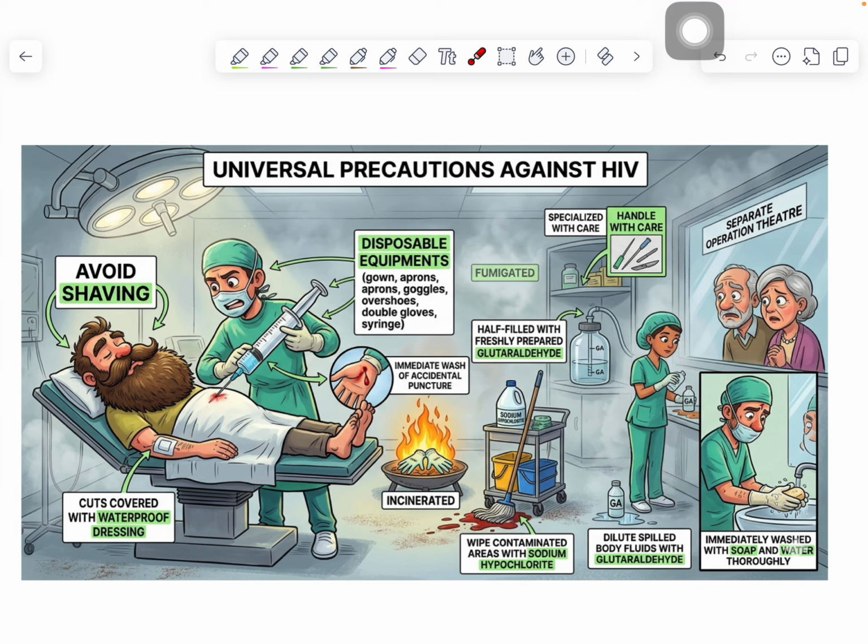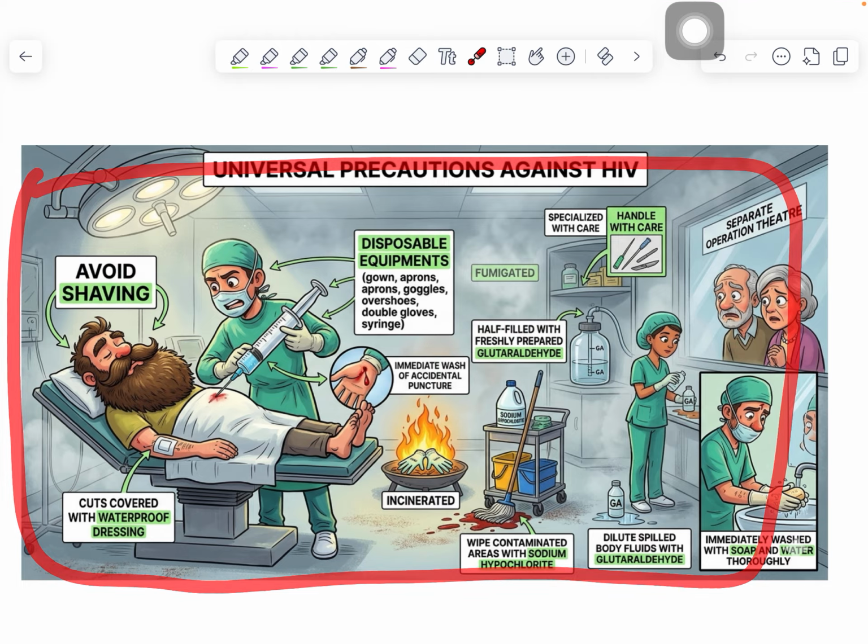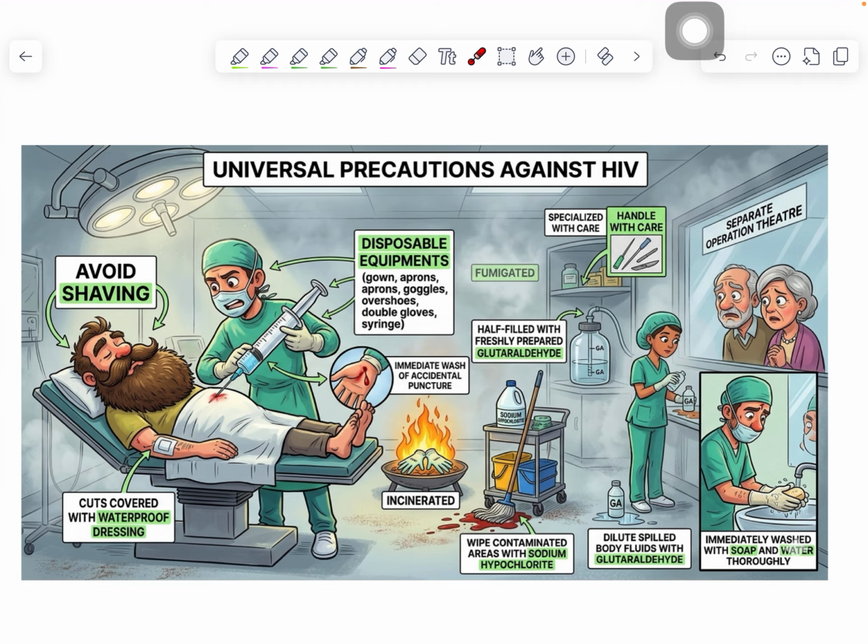And now we can see here the sister is preparing glutaraldehyde solution, and parents are watching the minimal invasive surgery outside of this chamber. There is a separate chamber for this HIV patient to be operated, and it is kind of foggy, you can observe here. It is foggy, you can remember fumigated.